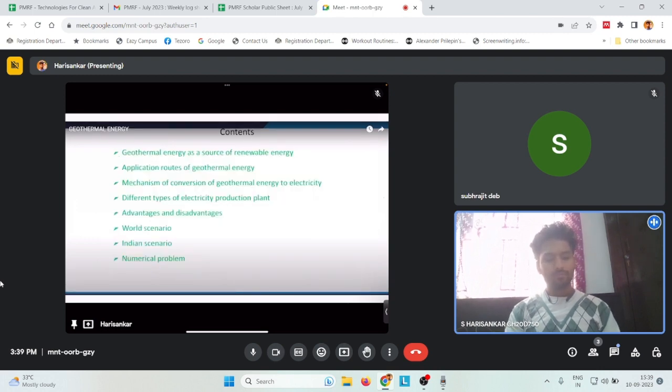So after hydropower, we move to geothermal energy. So this part of the lecture basically went through what geothermal energy is and how it is a source of renewable energy, and various application routes of geothermal energy, the mechanism of conversion of geothermal energy to electricity, and different types of electricity production plants using geothermal energy. And the lectures also focused on various advantages and disadvantages of geothermal energy, as well as the scenario worldwide as well as India.